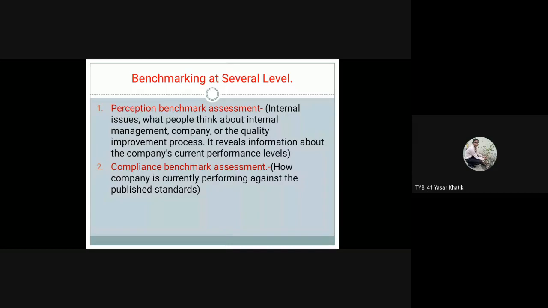So in that compliance benchmark assessment, how company is currently performing against the published standards.